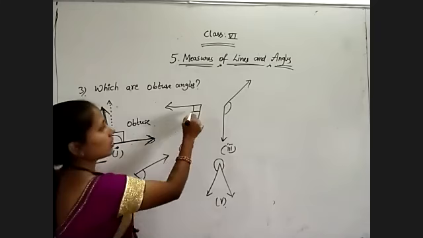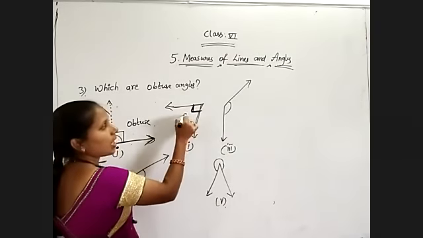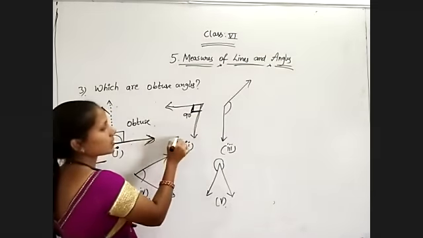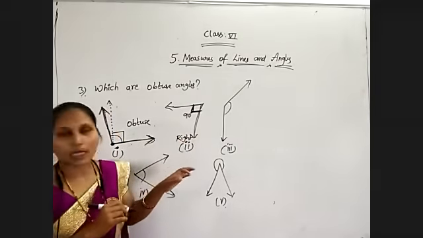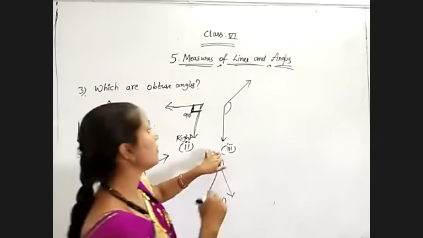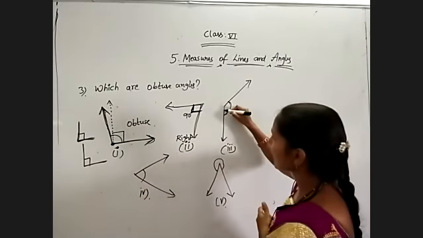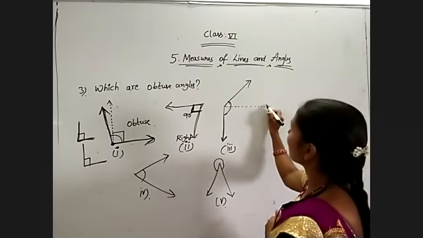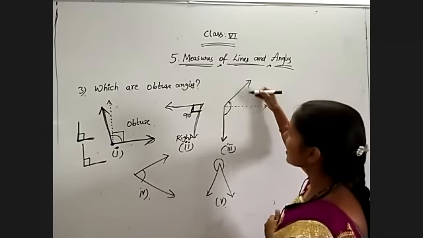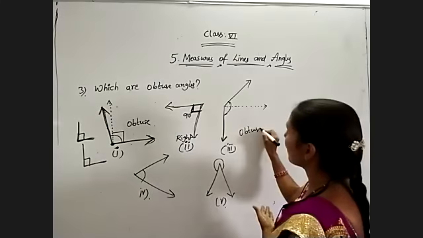Coming to the second one. See, they have indicated this one as an L shape. It means how much measure? 90 degrees. 90 degrees means which angle? Right angle. Okay. Now coming to the third problem. Take any one of the arms. I am selecting this arm and I try to draw 90 degrees. Now the other arm is more than 90 degrees, so it is an obtuse angle.